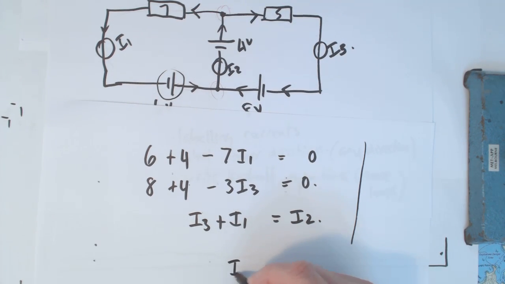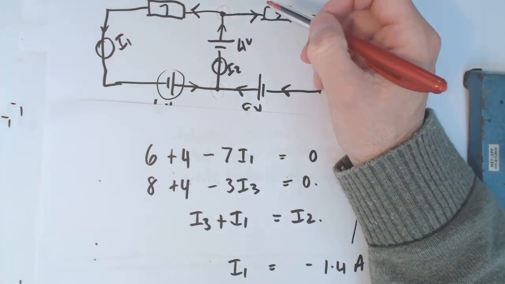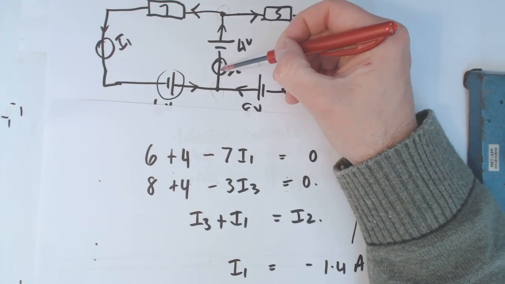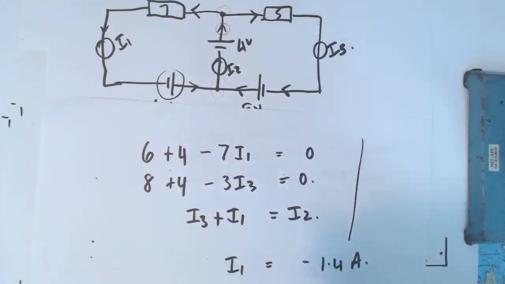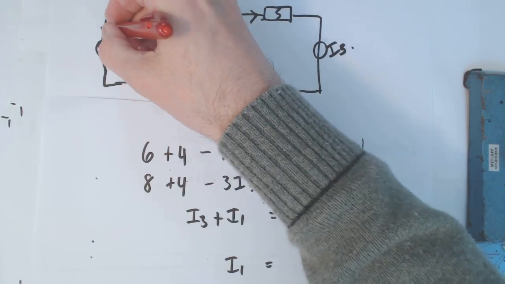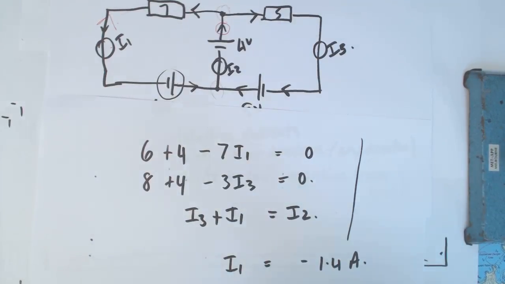And if, say, I1 ends up equaling minus 1.4 amps, that minus means you got the direction wrong. So you'd go, okay, I got the direction wrong. Let's say the I1 doesn't go in this direction. It must go in this direction. And I'd put it down as 1.4.